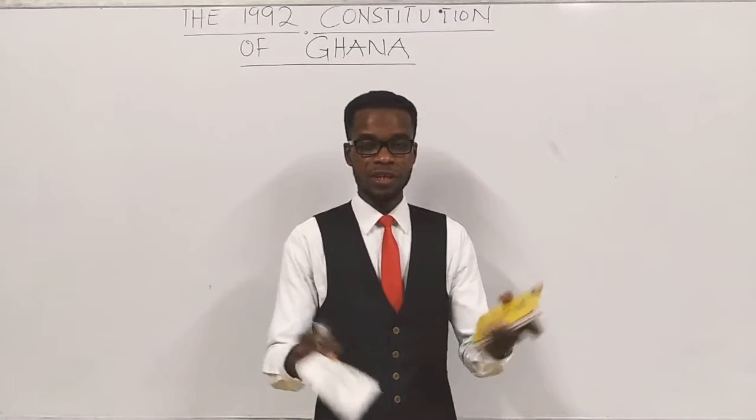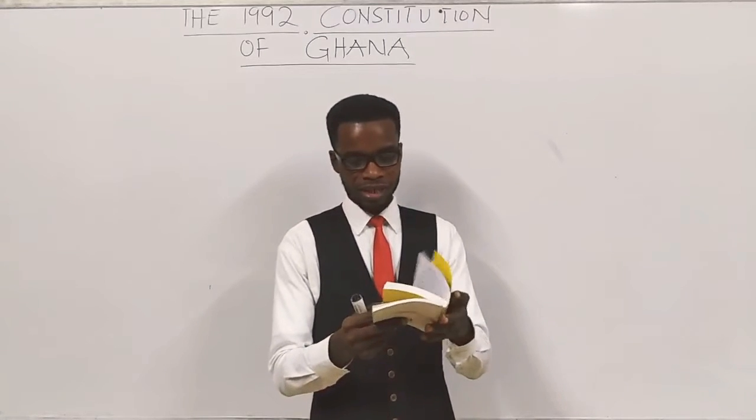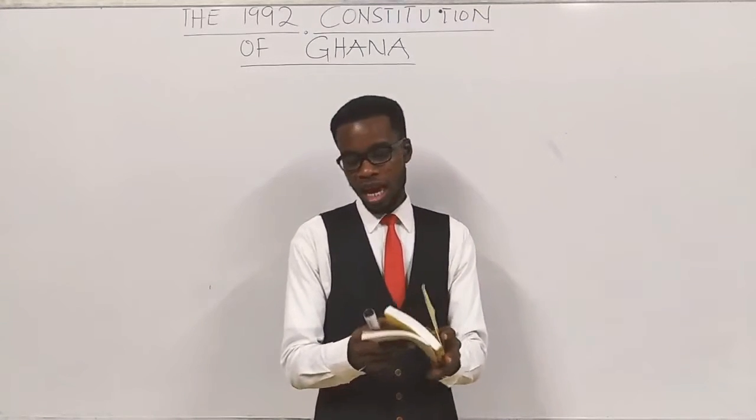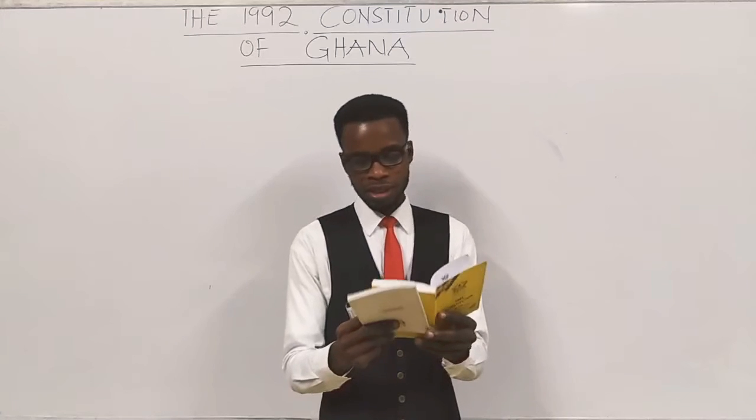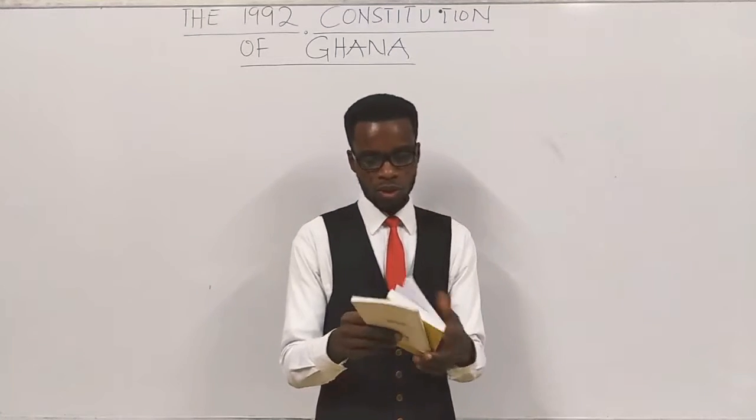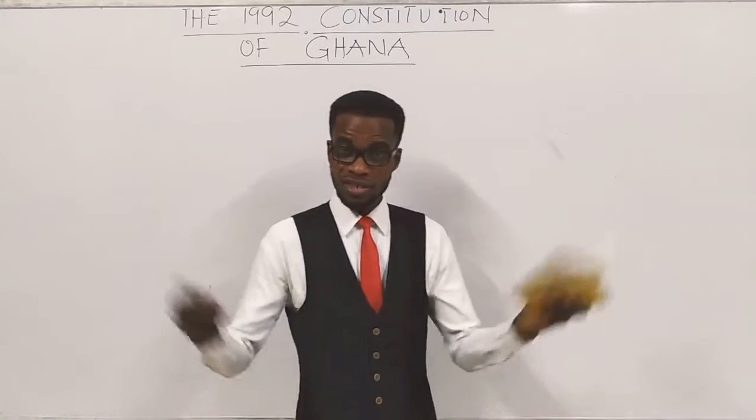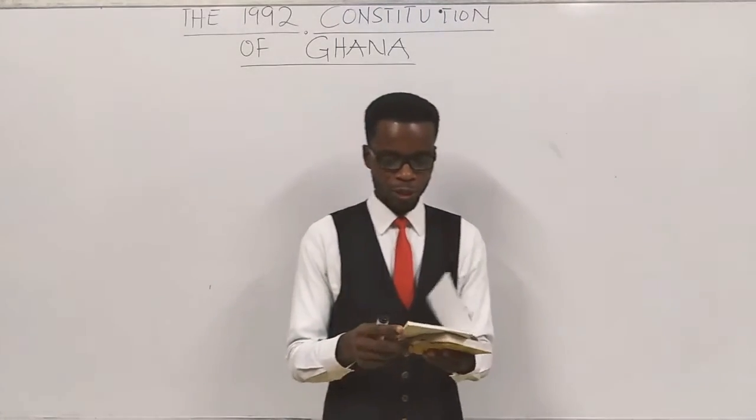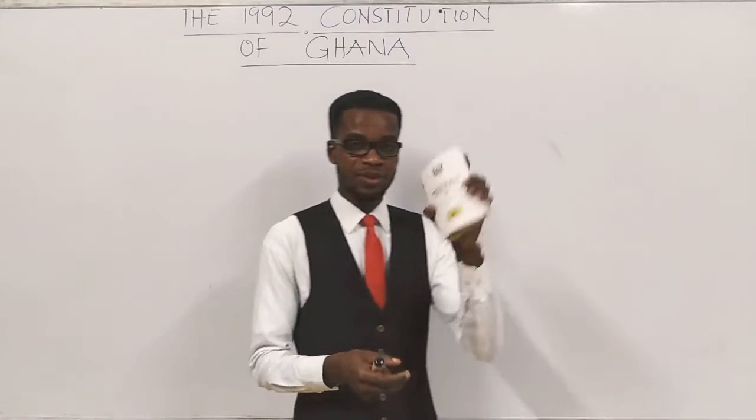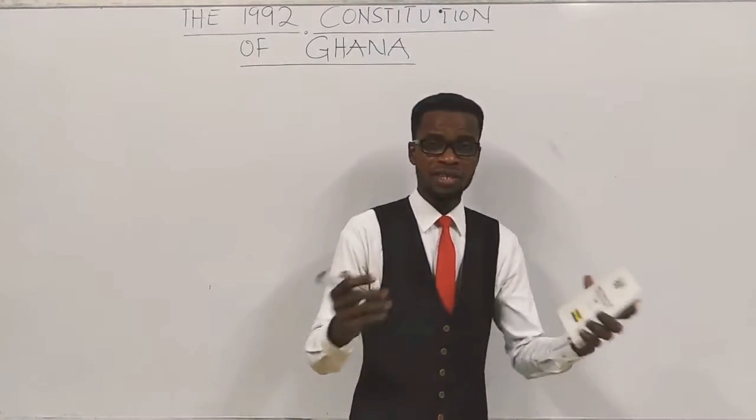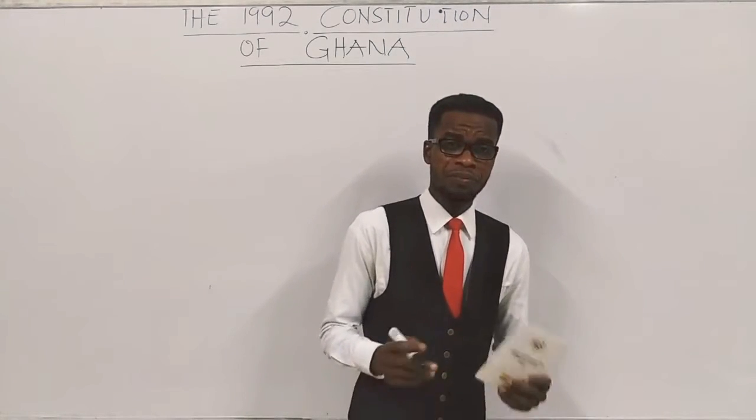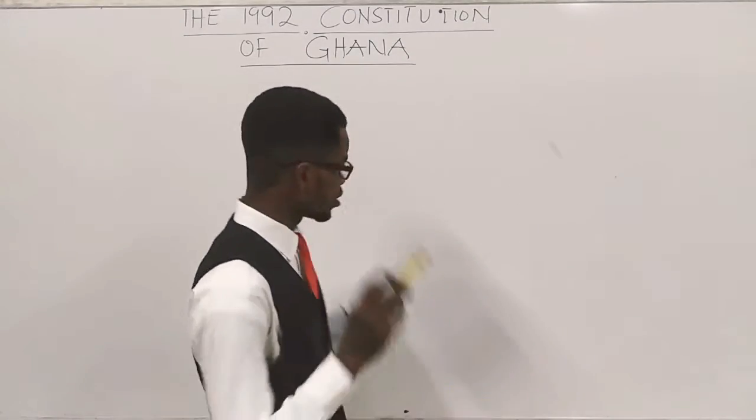Everything is here. Okay, so you open it, you find all the chapters, and the same chapters are also found here with the articles. So you open this abridged version, you find all the 26 chapters of the 1992 Constitution of Ghana. So why is it called the fourth Republican Constitution? So let's go into it deeply.